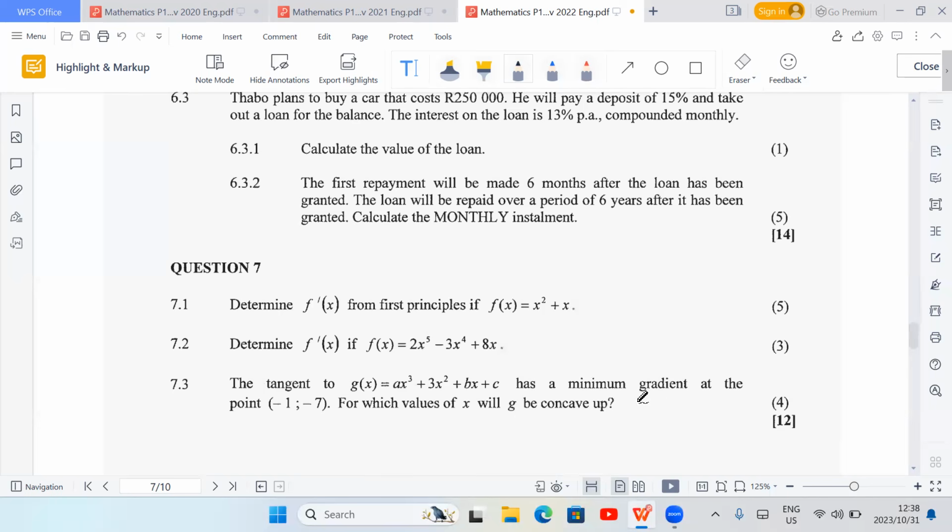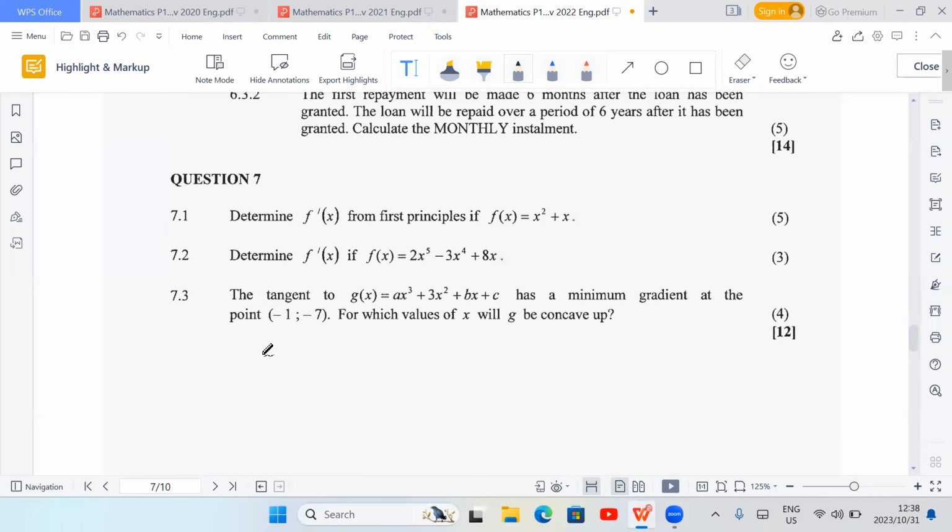This one is speaking on minimum gradient. So again, here you are given your points. So this gives me vibes of, I don't know, maybe it can be... Okay, they say g has a minimum gradient at the point (-1; -7). For which values of x will g be concave up? Nice one. So you see this one. Yes, minimum gradient, right? Remember what I just spoke about on that one.